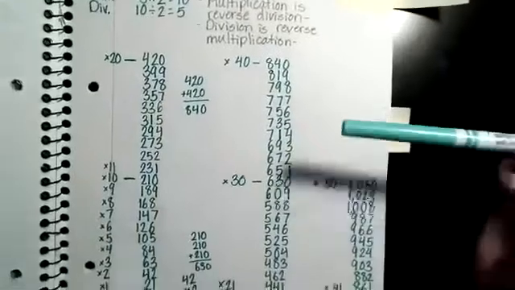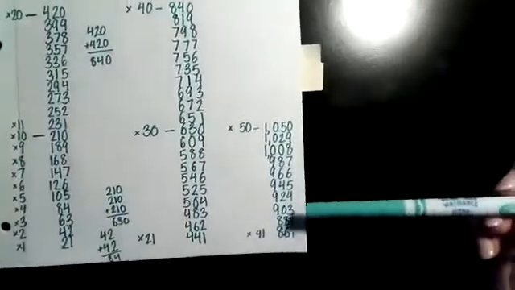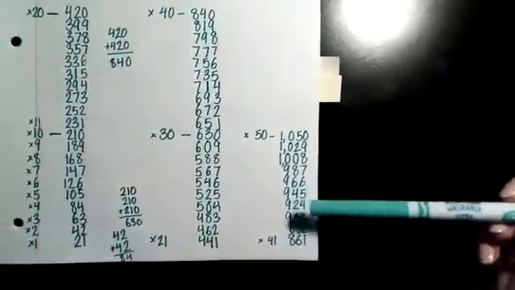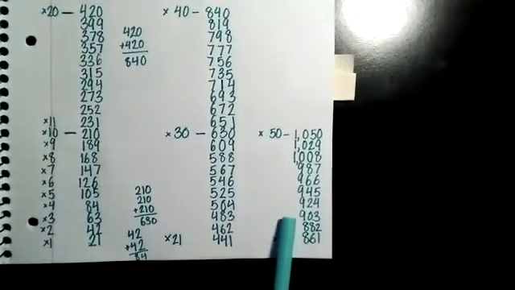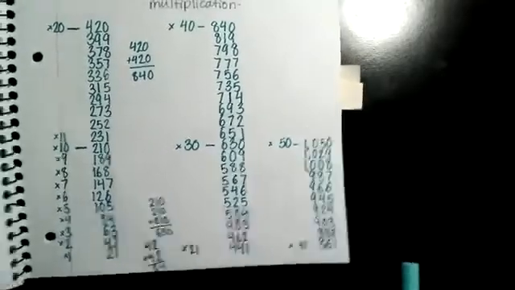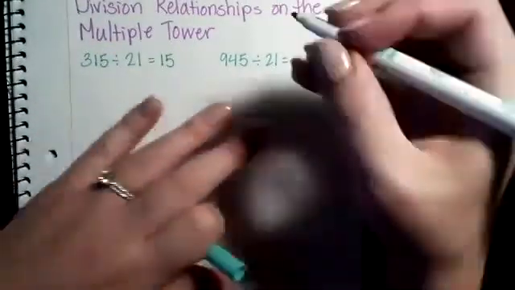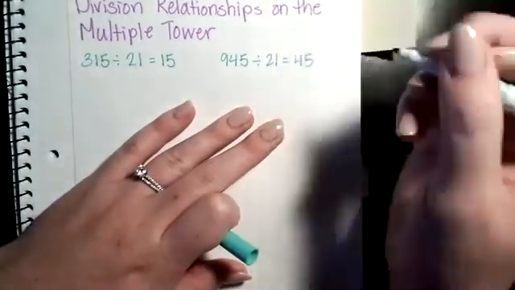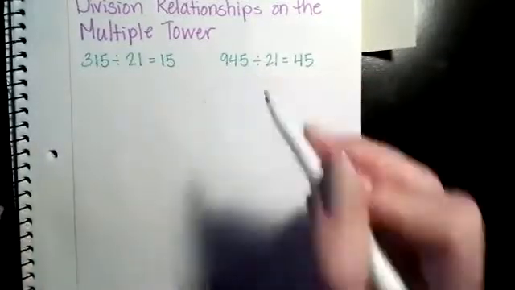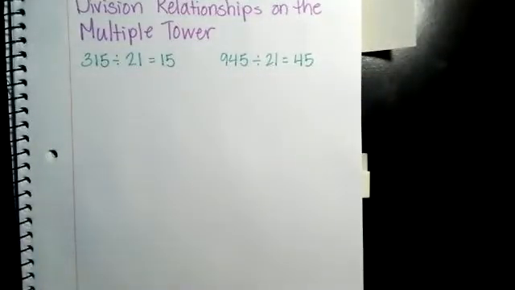How about 945? Let's see where that one is. Looks like it's way over here on the corner. 945. This one was 41, so I'm going to count it from there. 42, 43, 44, 45. So 945 divided by 21 equals 45. So we did 45 multiples of 21 to get to 945.